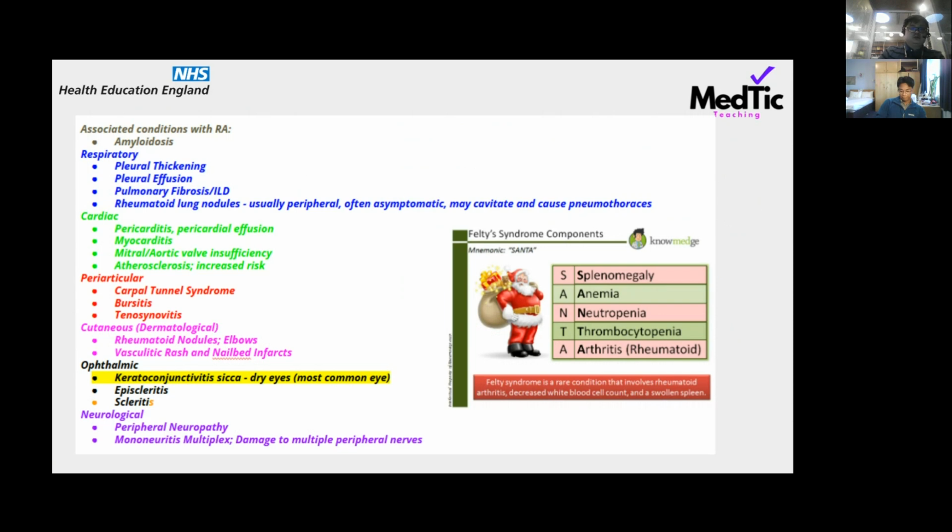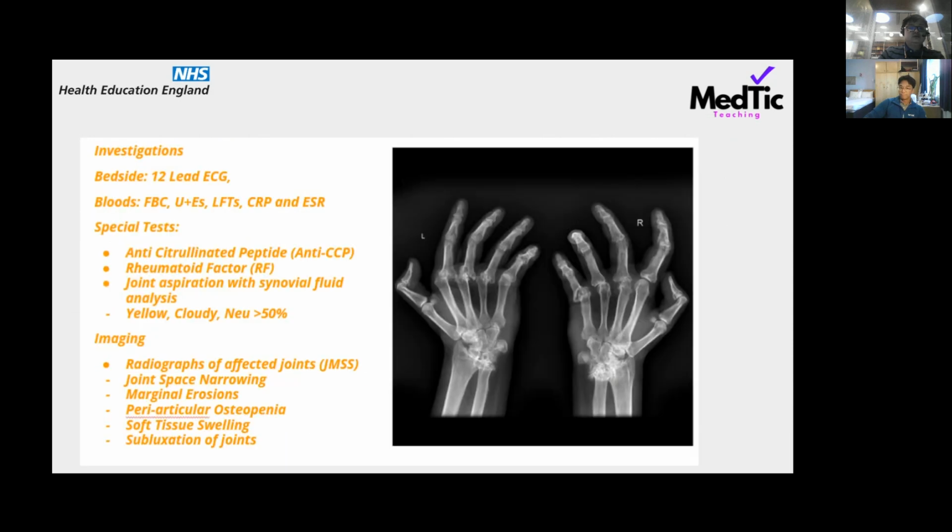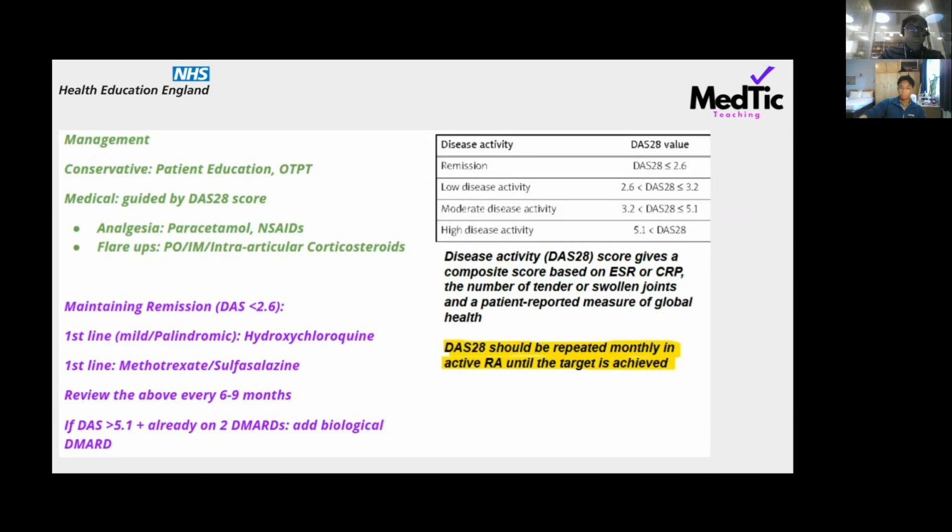If we just go to the next slide, you can see from this X-ray the signs that we've seen, and then we go to the next one. When you want to manage rheumatoid arthritis, you want to do it conservatively first, with patient education on what it is, as well as physiotherapy.